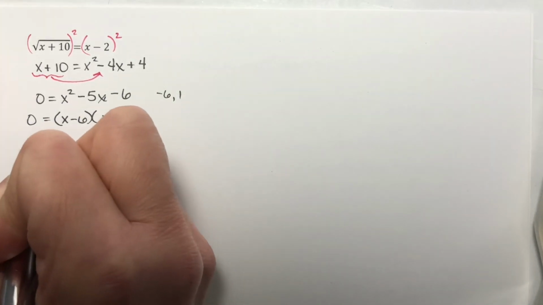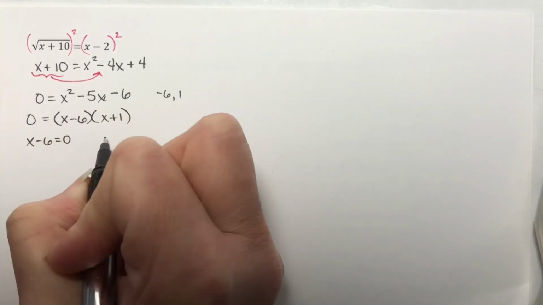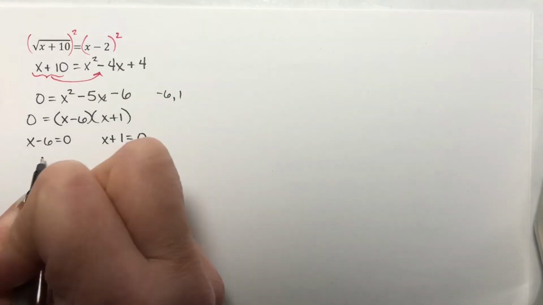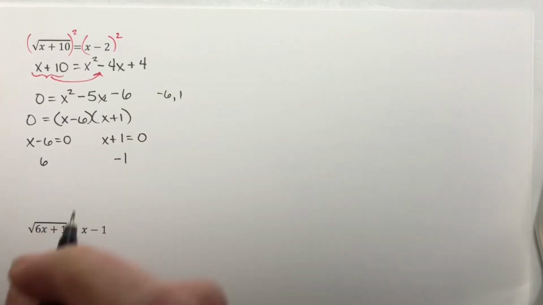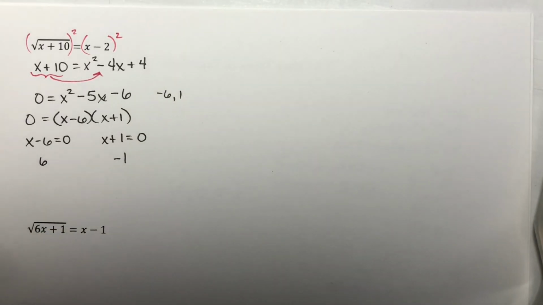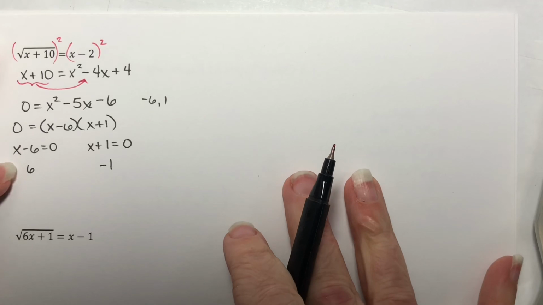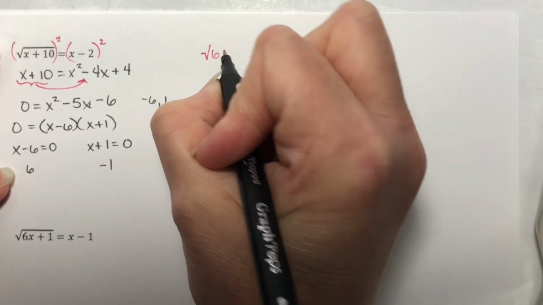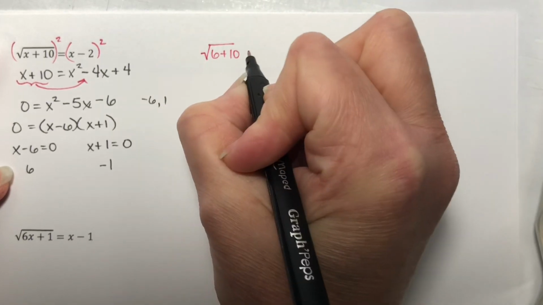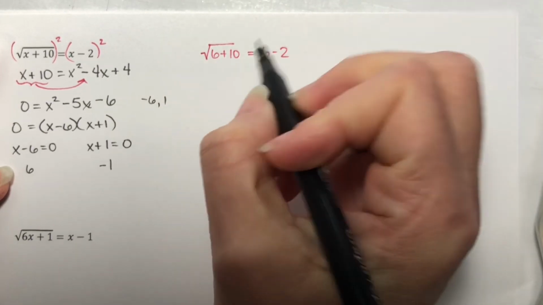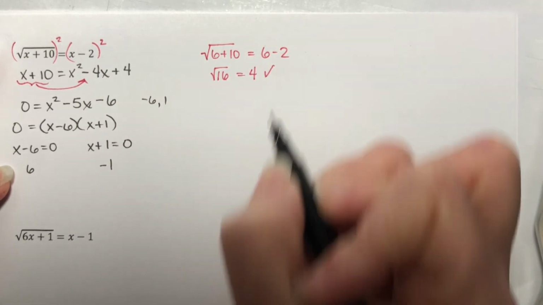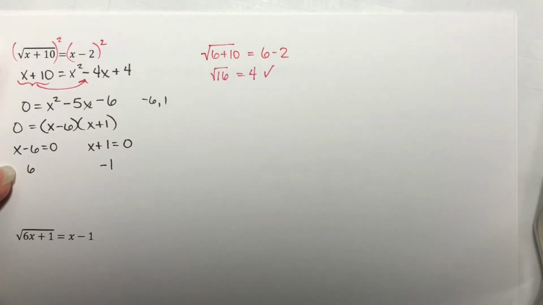Set each of these equal to 0. From this one you get 6, here you get -1, and now we have to check them both. So let's try 6 first. This would be the square root of 6 plus 10 equal to 6 minus 2. So this is the square root of 16 equal to 4, and that one works. So 6 is at least one of our solutions.